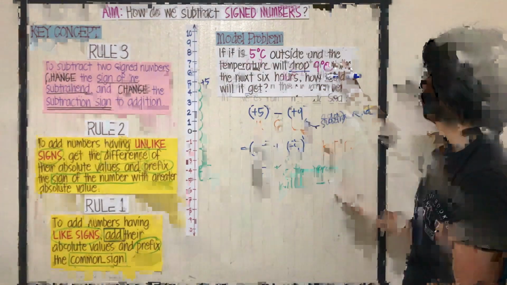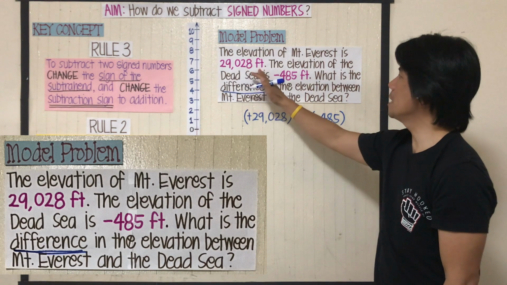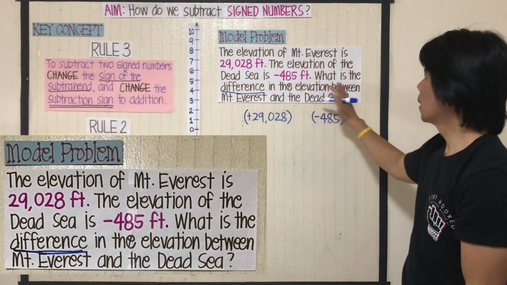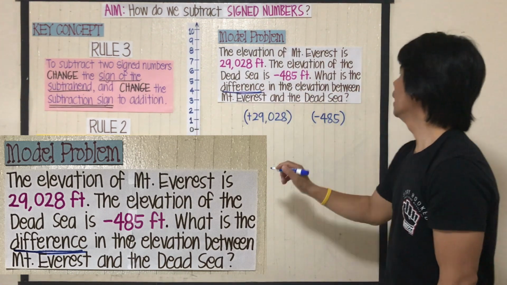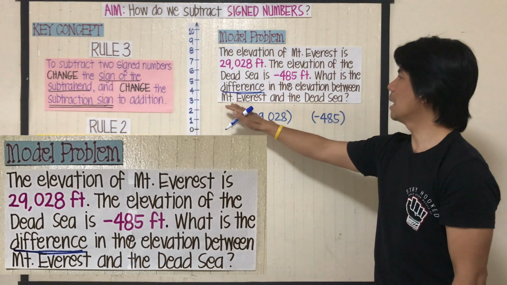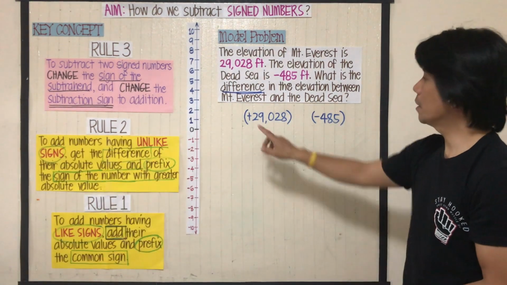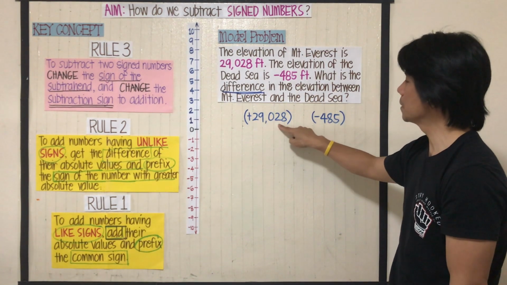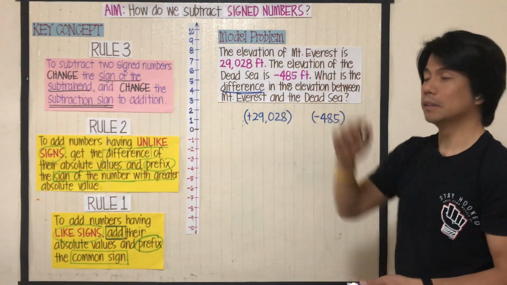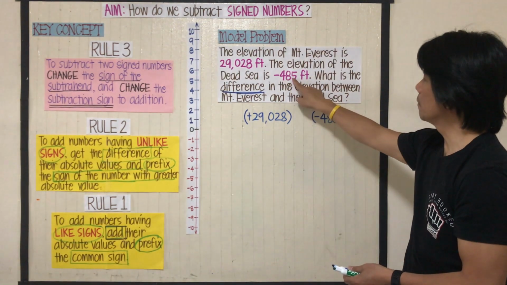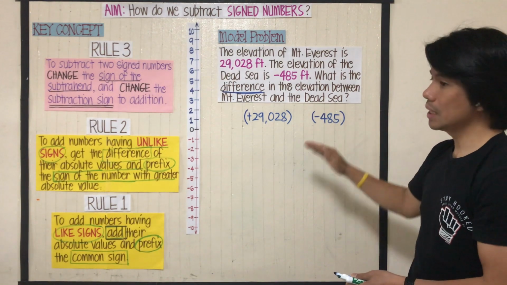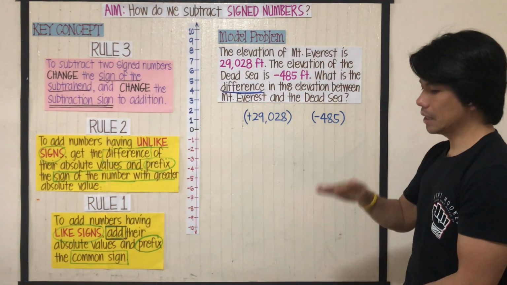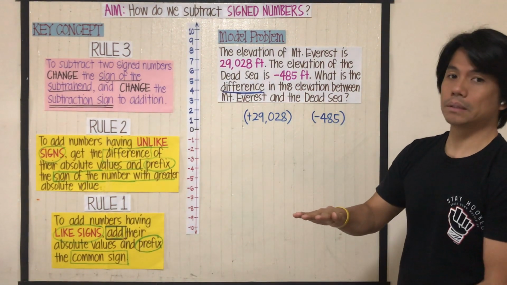The elevation of Mount Everest is 29,028 feet, and the elevation of the Dead Sea is negative 485 feet. What is the difference in the elevation between Mount Everest and the Dead Sea? If you notice, I already put positive next to the height of Mount Everest because it's above sea level. Now, this is negative 485 feet because the bottom of the Dead Sea is below sea level. That's the distance from sea level to the bottom of the Dead Sea.